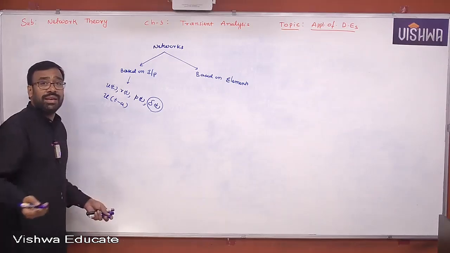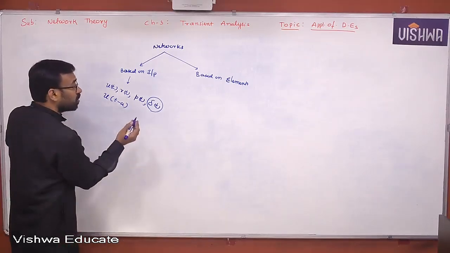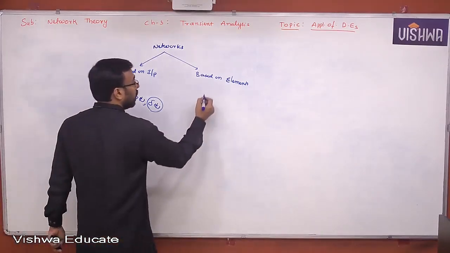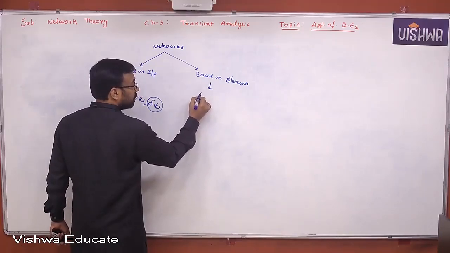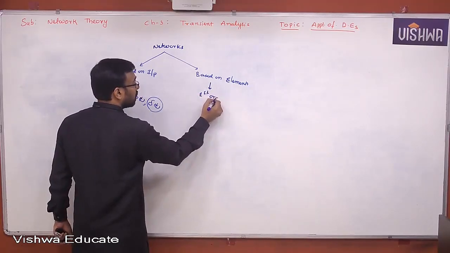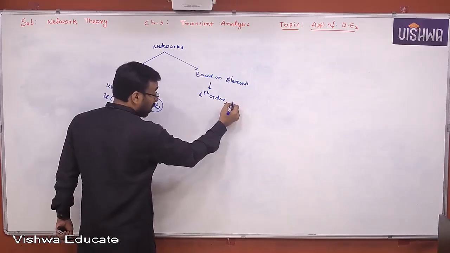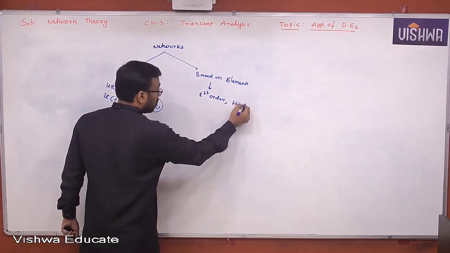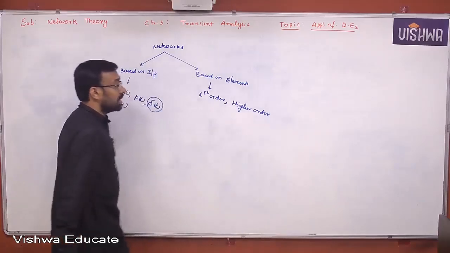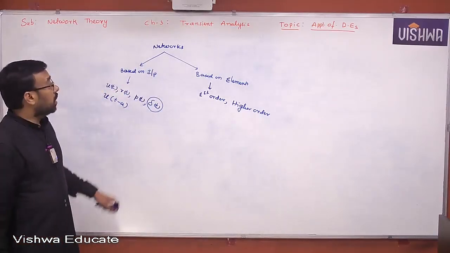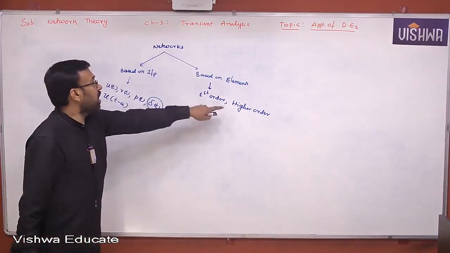You may have anything. So different inputs might be there in the given network. Based on the elements, you can say first order network, or second order, or higher order networks. Understand, all of you? Okay. First order and higher order networks.